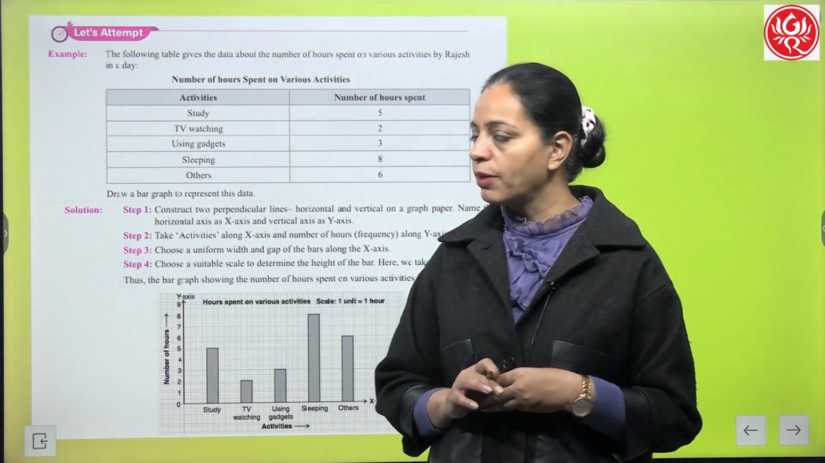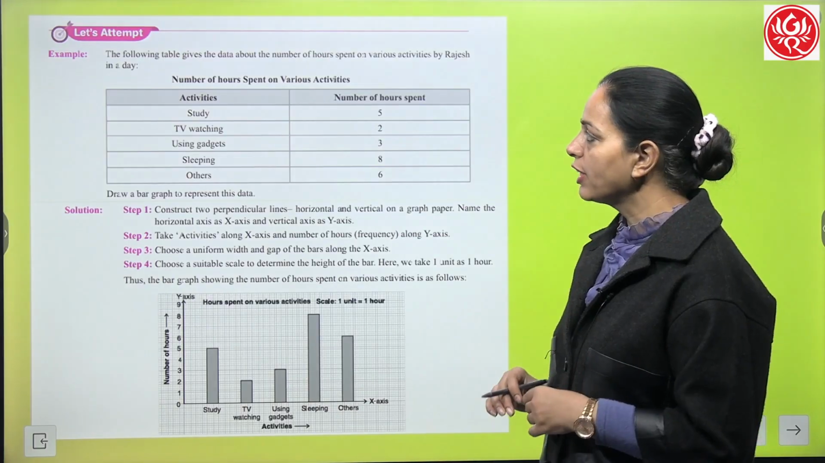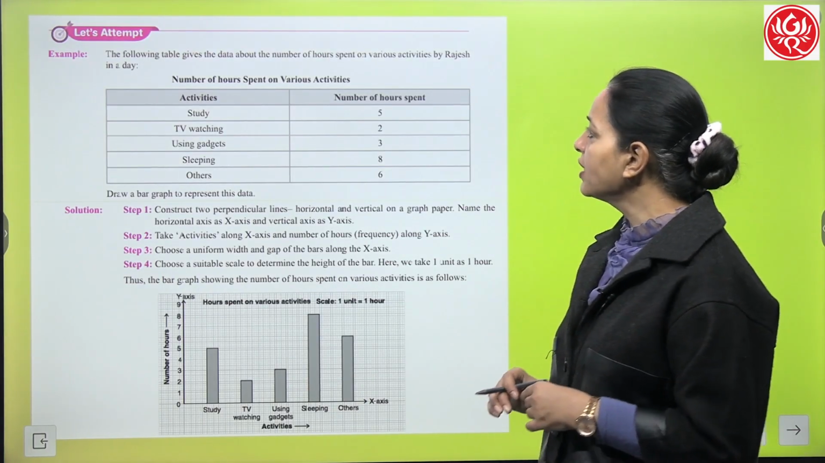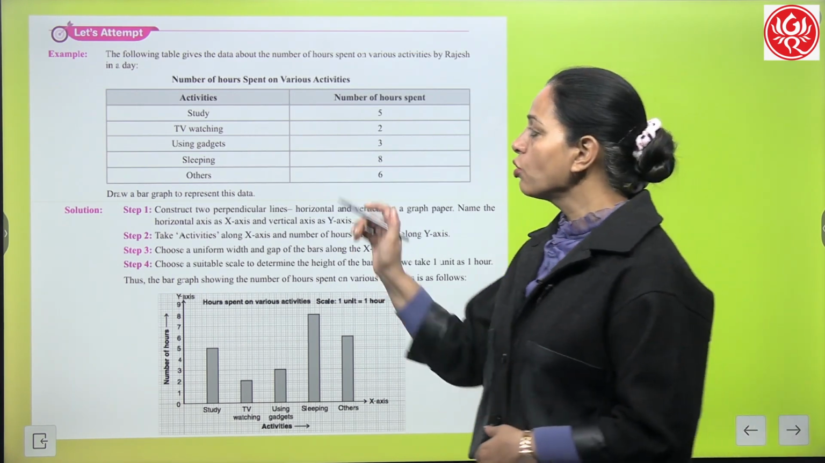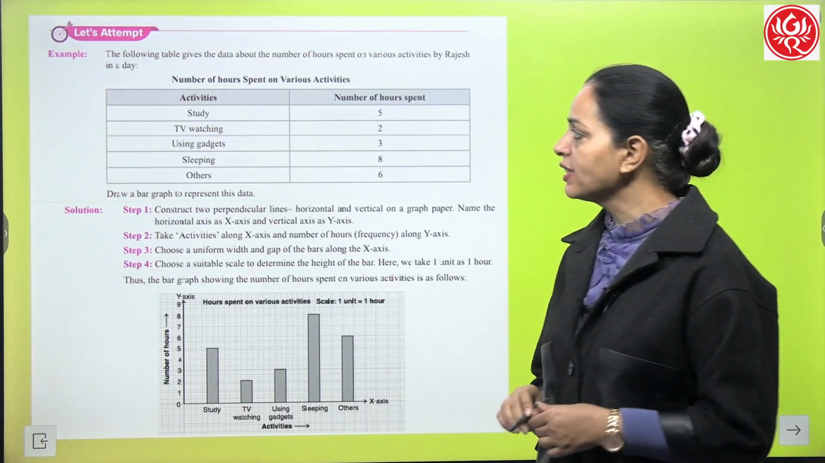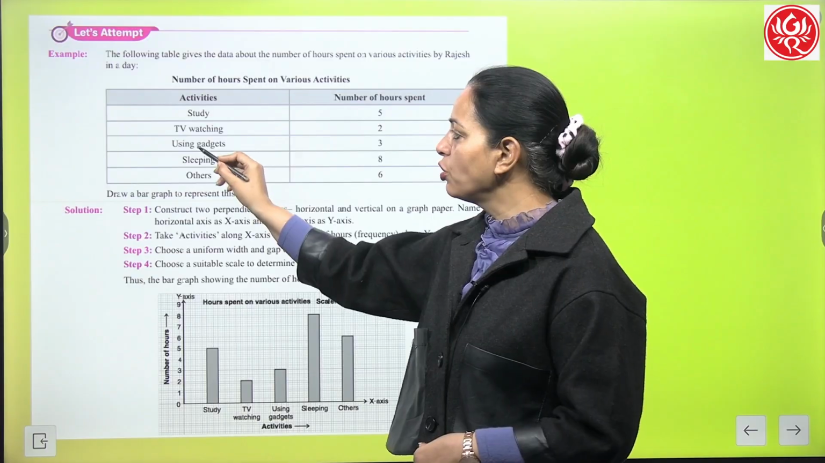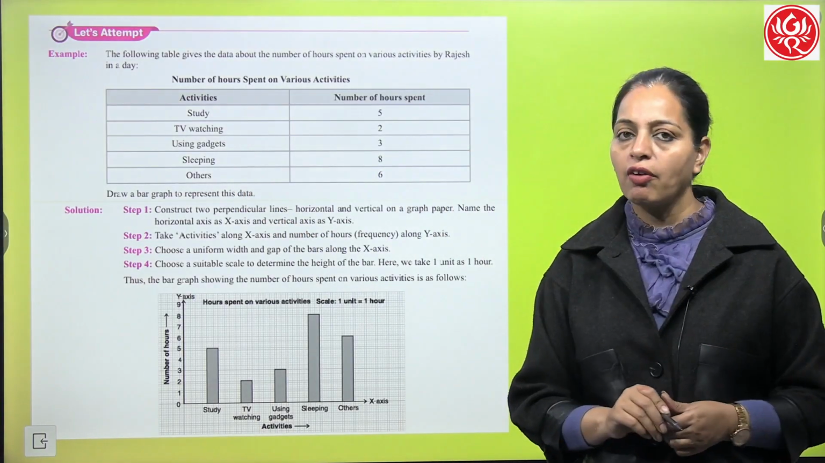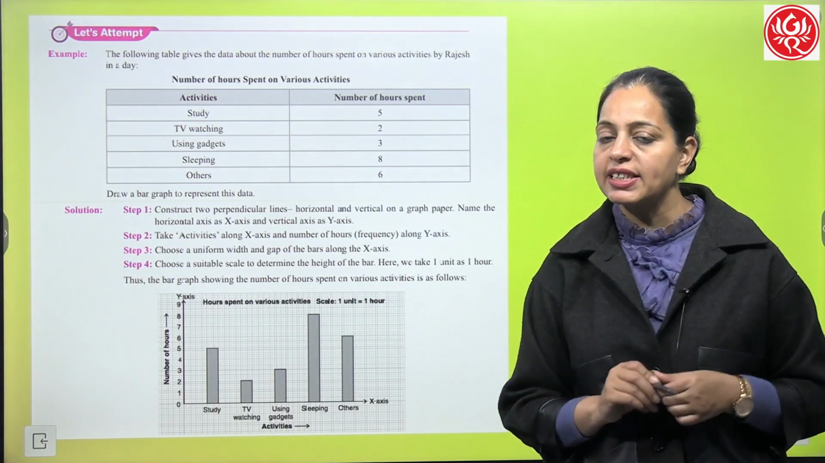So now we are doing some questions. Let us attempt example. The following table gives the data about the number of hours spent on various activities by Rajesh in a day. So number of hours spent on various activities given: study, TV watching, using gadgets, sleeping, others, and here number of hours spent. Now draw a bar graph to represent this data.